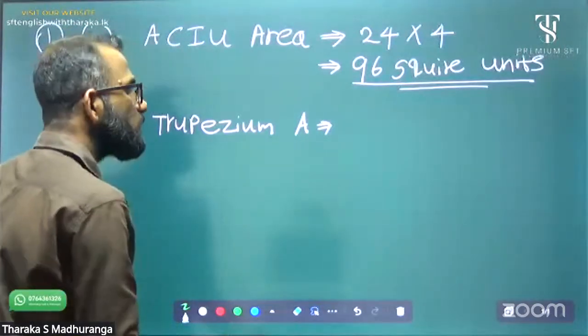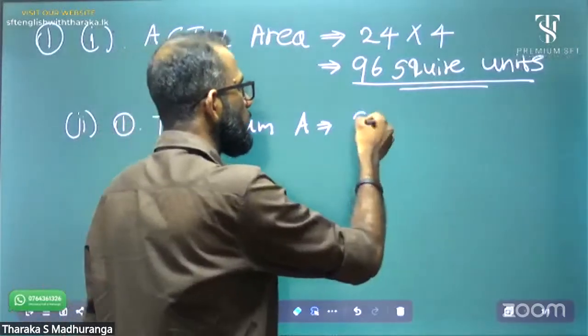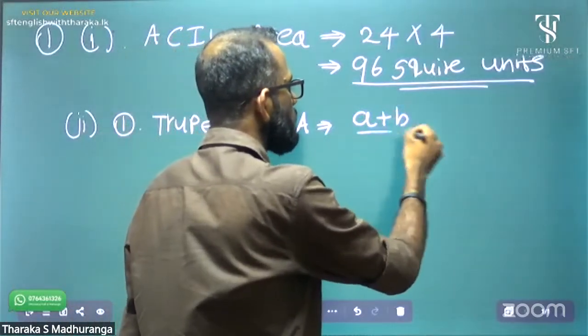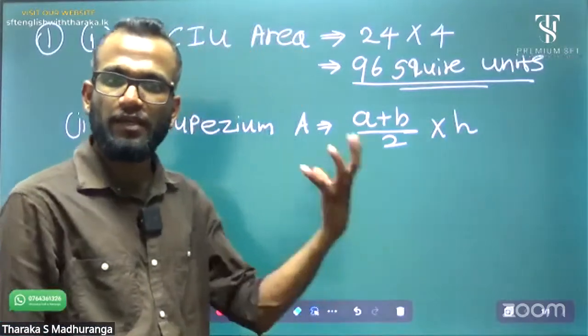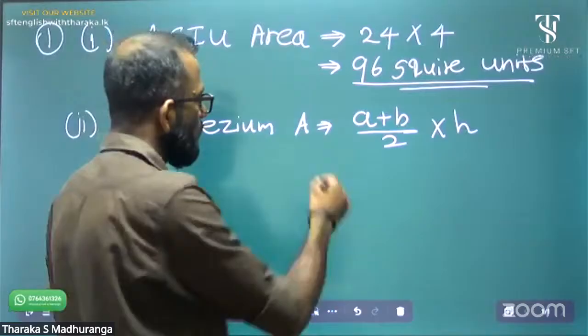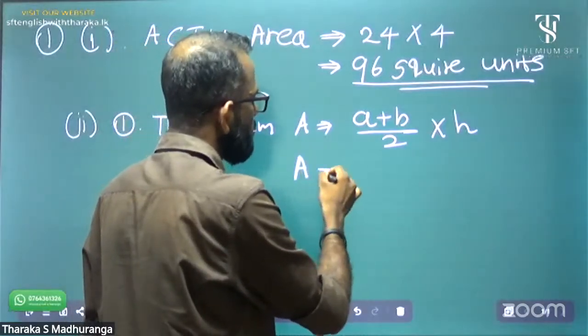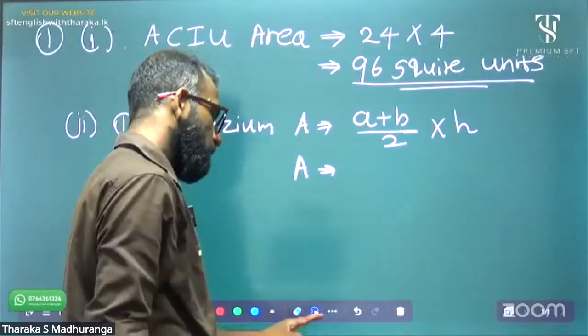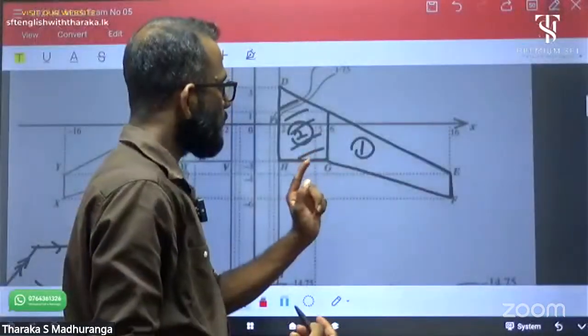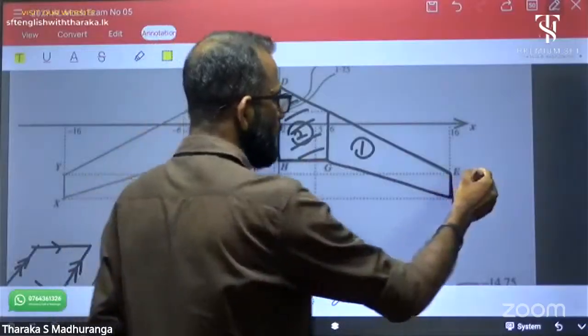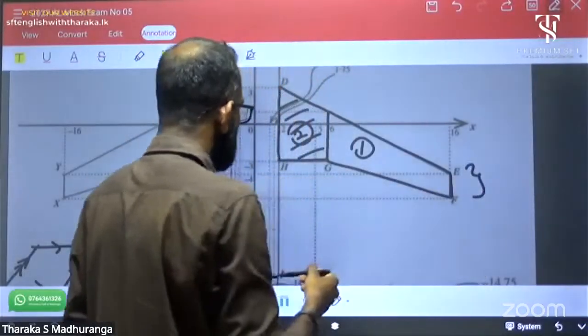What is the trapezium area equation? Area equals (A plus B) over 2, multiplied by the perpendicular height. That's the basic equation. A and B are the two parallel sides.